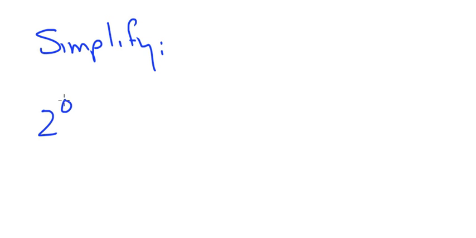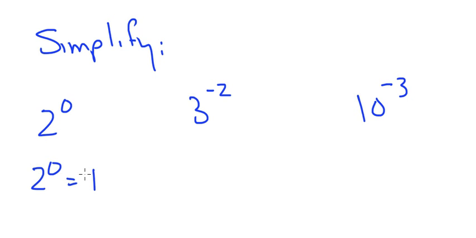So hopefully that makes sense to you. And assuming it does, let me go on to example 1, which is in your book on page 401, which is to simplify these few problems. It wants us to look at 2 to the 0, 3 to the negative 2, and 10 to the negative 3. So how will we do that? Once again, you should know that anytime you have a power of 0, the answer is going to be 1. So 2 to the 0 equals 1.